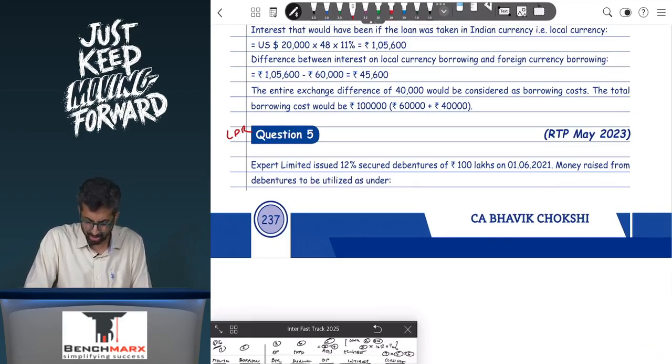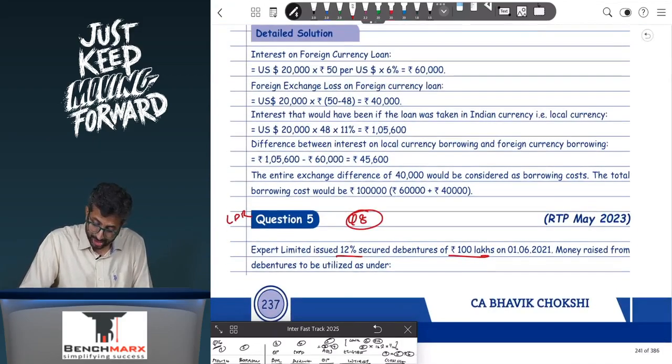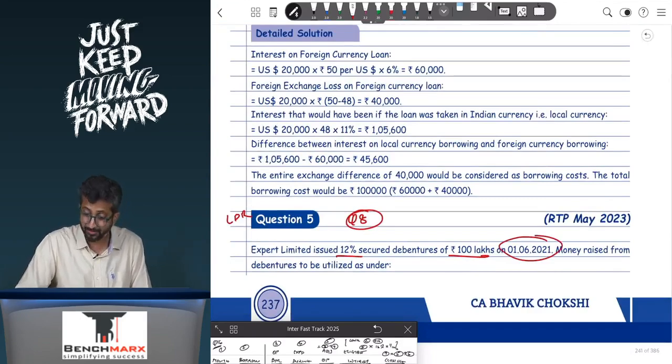I mean, it's similar to question number 8 of your classwork problems, where you have a 12% debenture of 100 lakhs. Money is raised from debentures to be used for all of these purposes. Interest on debentures was paid by the company. But the only challenge over here is this money was raised on 1st June. So ideally your total will be 100 lakhs into 12% into 10 by 12. And hence this will come to possibly, I think, 10 lakhs.